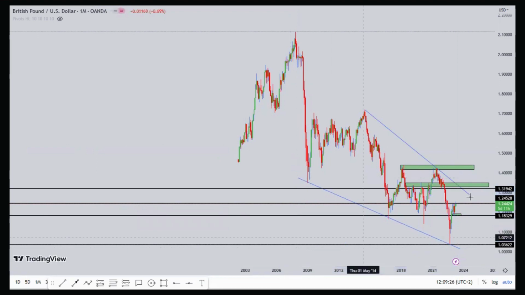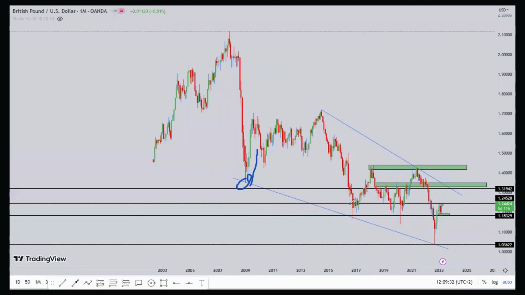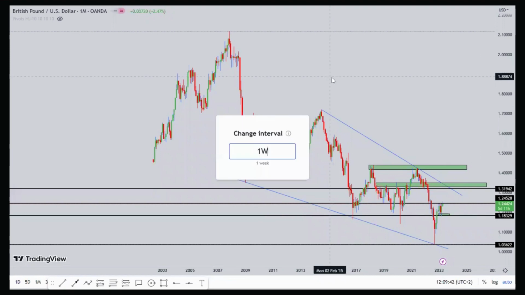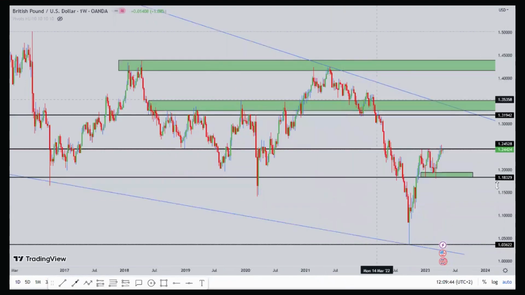So basically, if you look at it, the market turned there, went up, it turned there again, went up. So now it actually turned there again, went up. So now it makes sense. So let's go back down to the weekly. This is what I actually see on the weekly time frame.